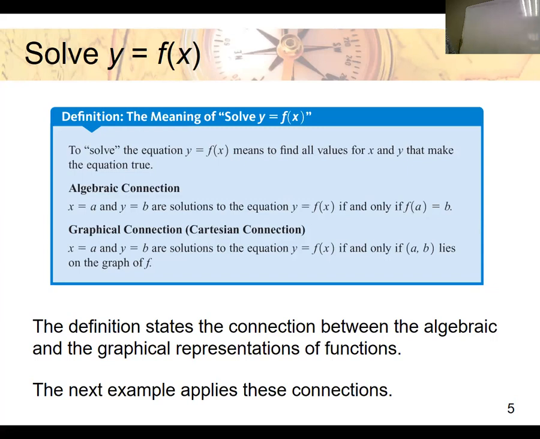Graphically, if you were to graph this on a Cartesian plane, x equals a and y equal b are solutions to the equation y equal f of x if and only if the ordered pair (a, b) lies on the graph of f of x. So if you were to graph a linear function on a coordinate plane, the points on that line represent the solutions to that equation, x equals a and y equal b.